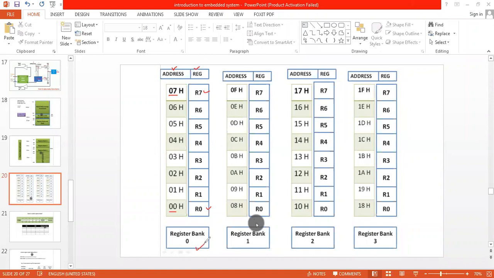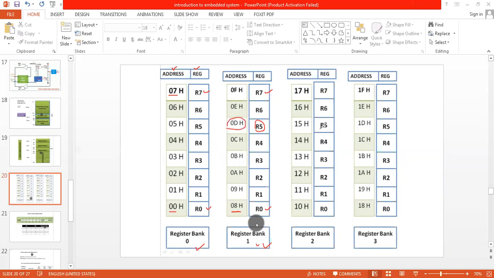Okay, so I have four register banks: register bank 0, bank 1, bank 2, and bank 3. In register bank 1, again I have the register names R0 to R7, but the address is different. See, after 07, what will be the next address? It will be 08. So what is the address of R5 in bank 1? It is 0DH.